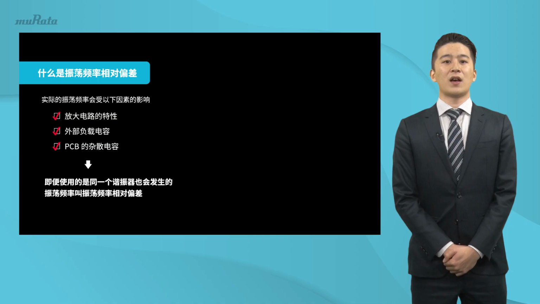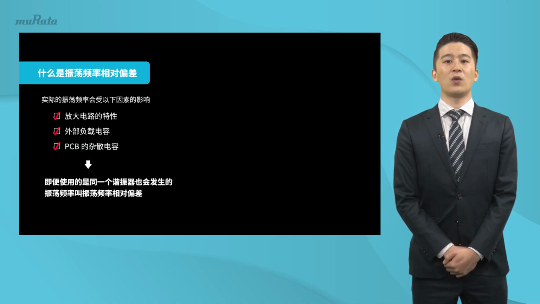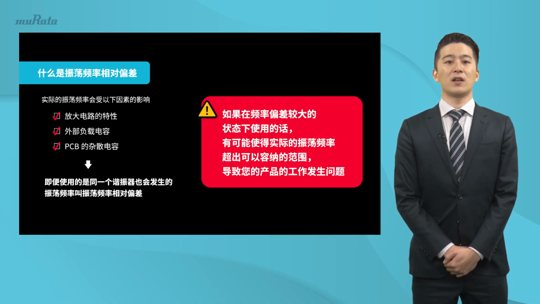This correlation difference depends on the condition of the board and must be confirmed when evaluating the circuit. If there is a large frequency correlation and the actual oscillation frequency exceeds the expected value range, it may lead to a malfunction on the customer's board.